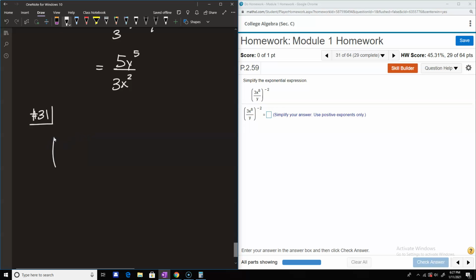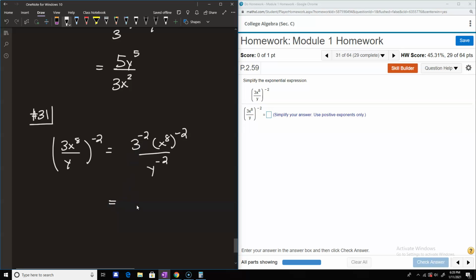So for number 31, we have 3x to the 8th over y, all of this raised to the negative 2. Again, I think about this as 3 factors: your 3, your x to the 8th, and your y, and we want to raise each of those to the negative second power. So we have 3 to the negative second, x to the 8 raised to the negative second, and then on the bottom we're going to have y to the negative second. So let's try and simplify all of these parts.